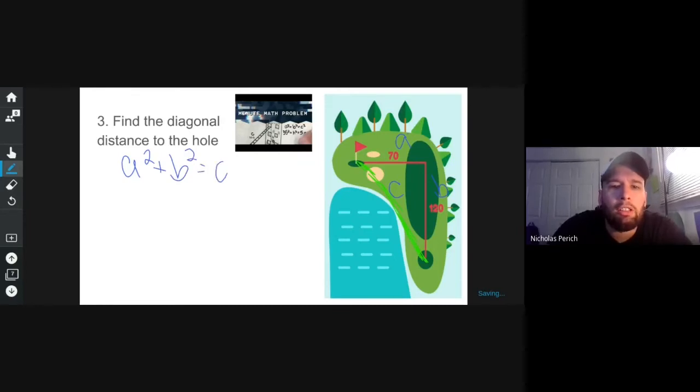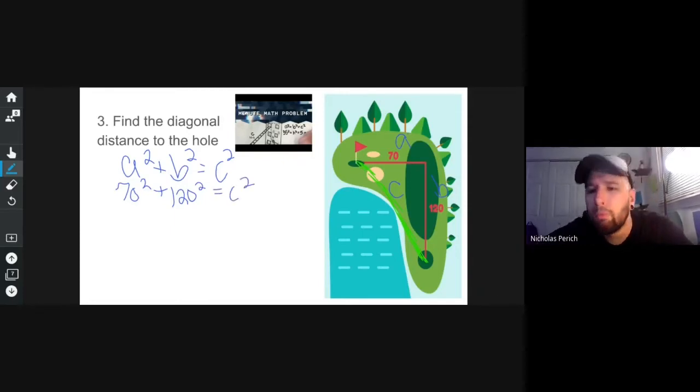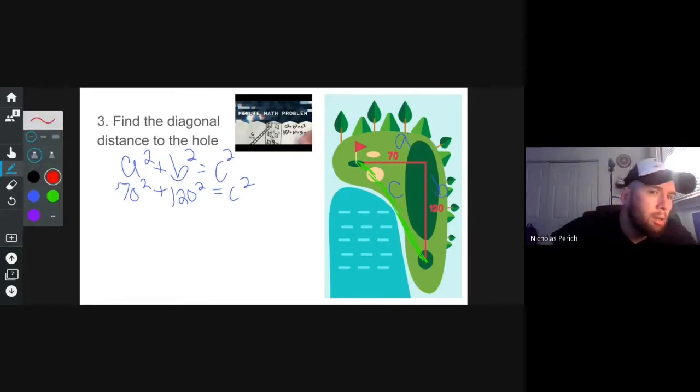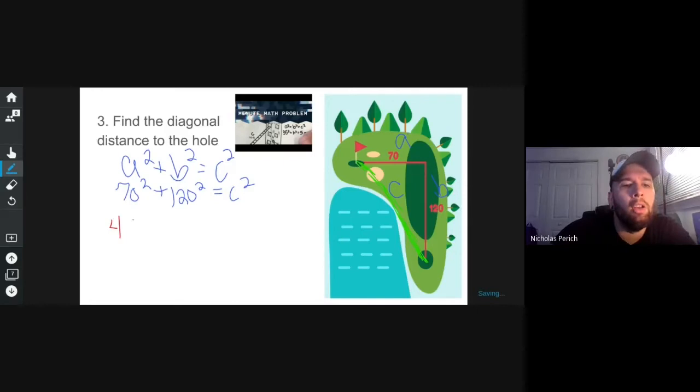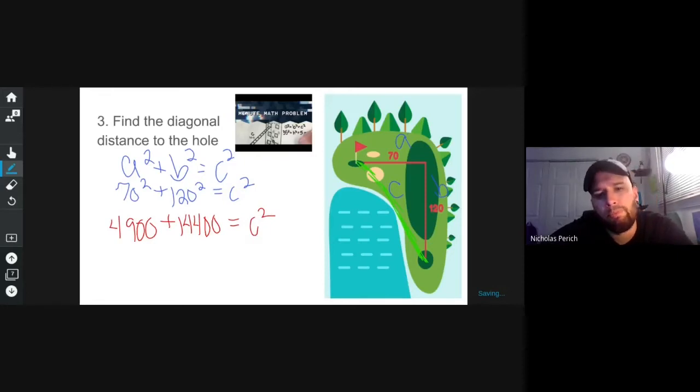So I have A squared plus B squared equals C squared. A is 70 squared. B is 120 squared. C is, I don't know. If 7 squared is 49, then 70 squared is 49 with 2 zeros attached to it. And if 12 squared is 144, then 120 squared is 144 with 2 zeros attached to it equals C squared.